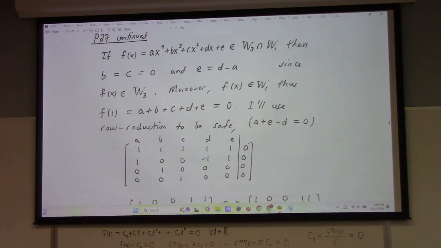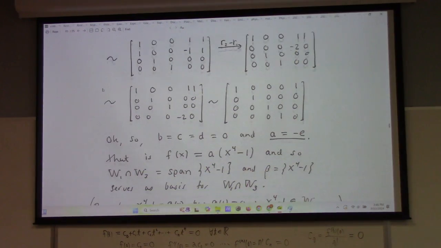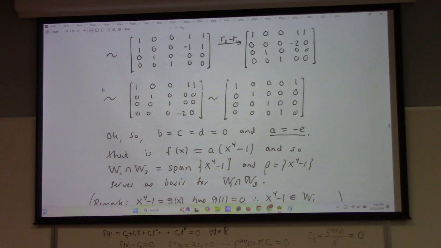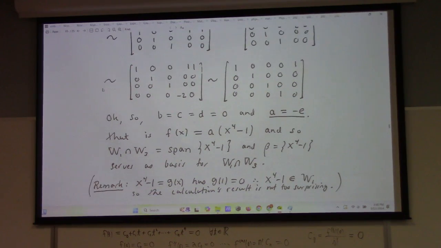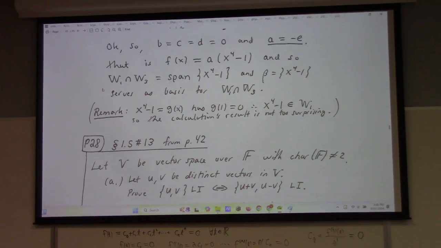Now you probably could see through it without row reduction here, but I did row reduction. And after all that, I finally learned that B, C, D are 0, A is equal to minus E, and as such, f of x is just a multiple of x minus x to the 4th minus 1. All right. Now, there are other ways to do this problem. This is just a way. But anyway.